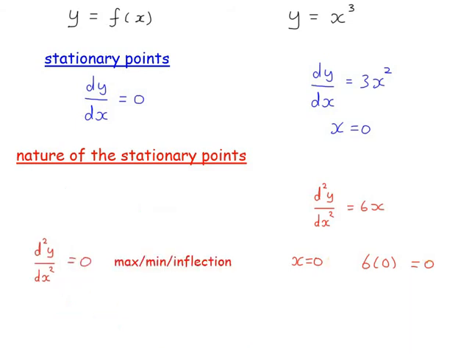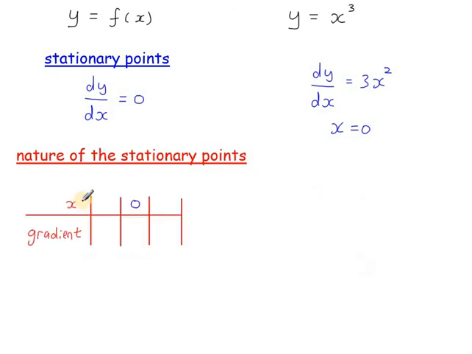So our stationary point could be a maximum, a minimum, or a point of inflection. So we have to investigate by looking at the gradient of the graph on either side of our stationary point. So make a table with x values in the top row and then gradient underneath, and it's the sign of the gradient that we're after, not the actual value so much, just the sign, whether it's positive or negative.